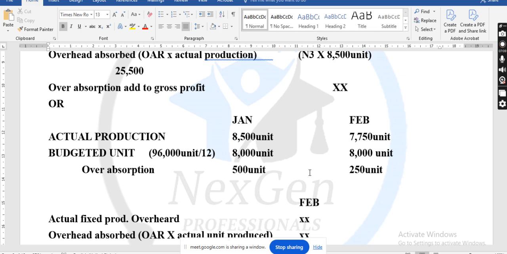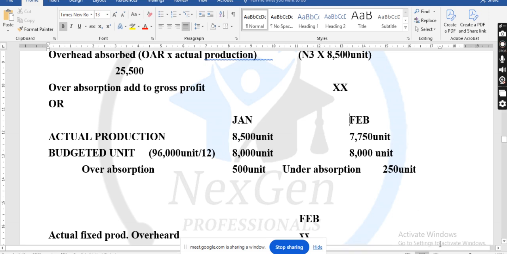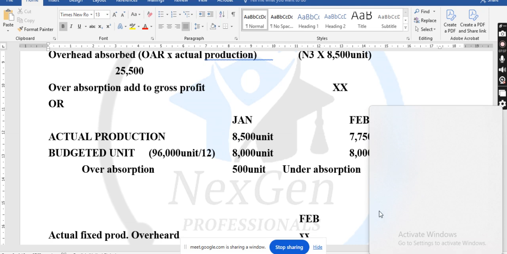So which means that what they budgeted for, who will use that cost? It will be a cost to the firm. That is why the under absorption is treated as what? As an expense. So this one becomes under absorption. Class, are we still together? Yes, sir. Okay.